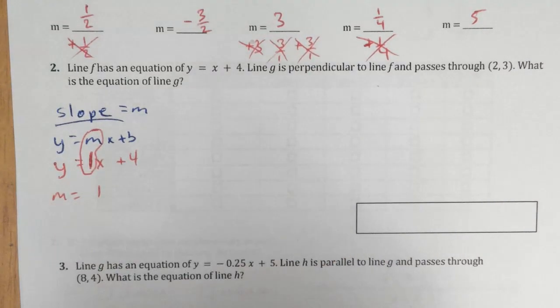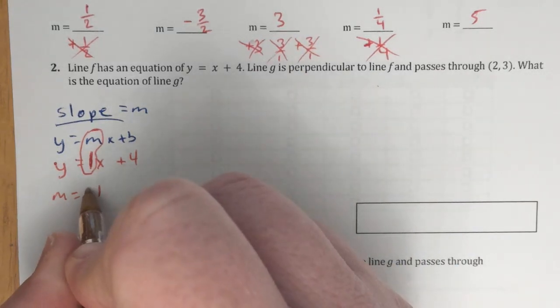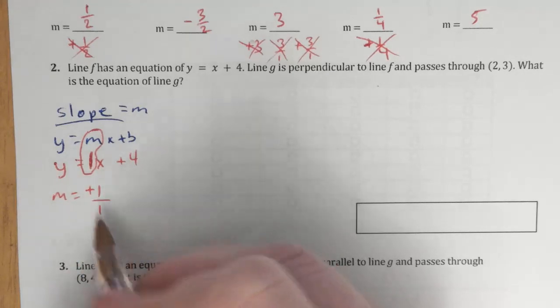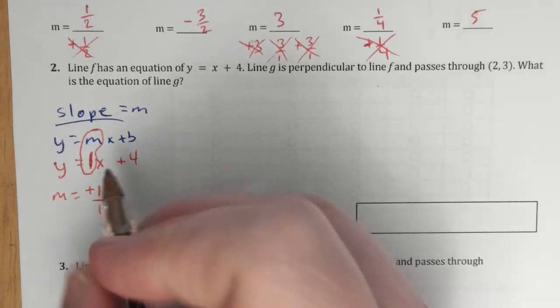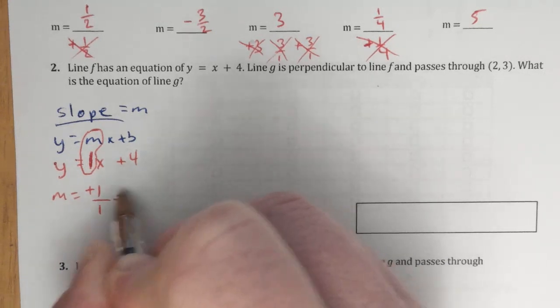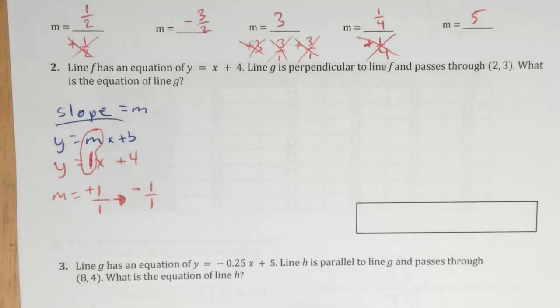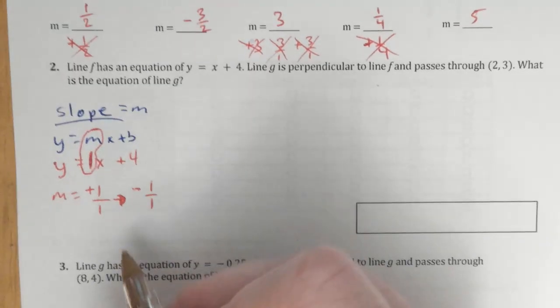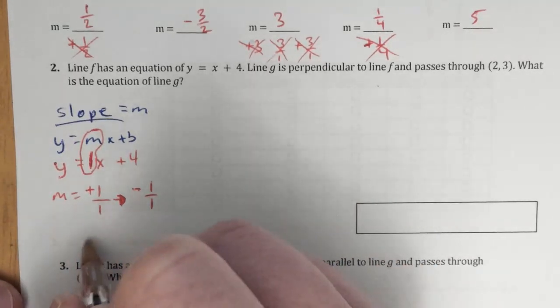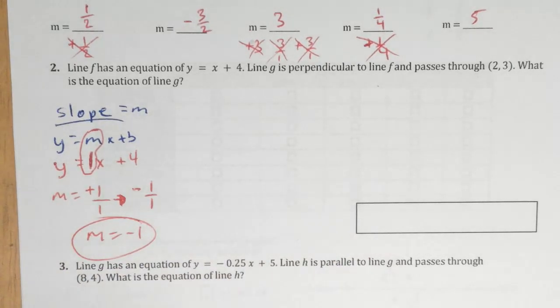Now, we want perpendicular, so what's the sign? Right now it's a positive 1 over 1. So we have the sign and we have the fraction. So what would be the perpendicular slope? Flip the sign, negative, flip the fraction, that's 1 over 1. Is there a better way to say that? Yeah. The better way to say that is just negative 1. All right, so that is our slope.